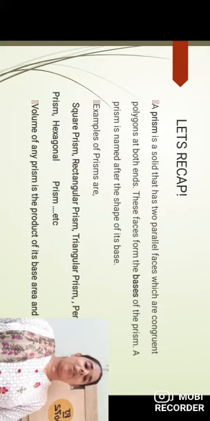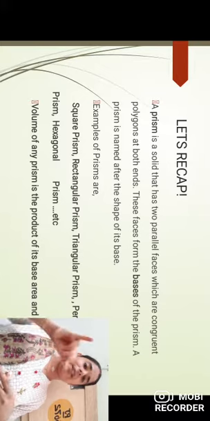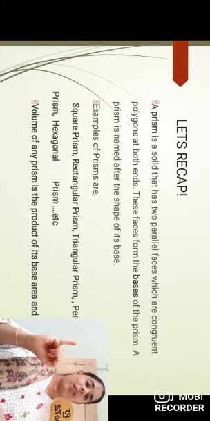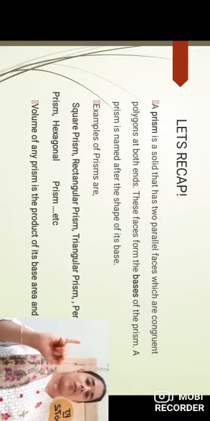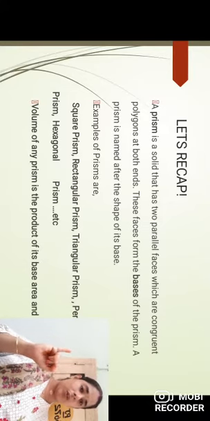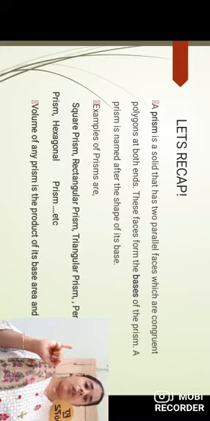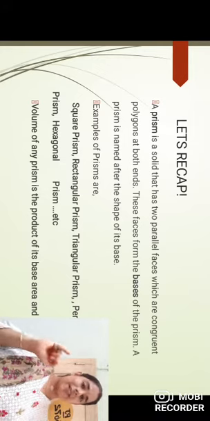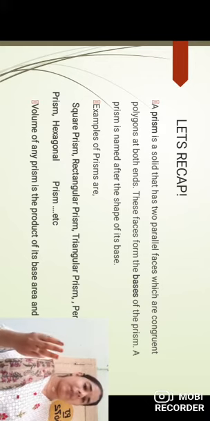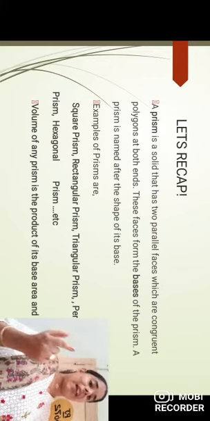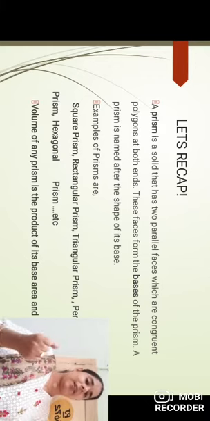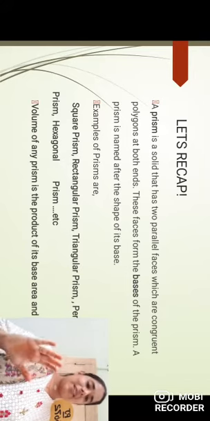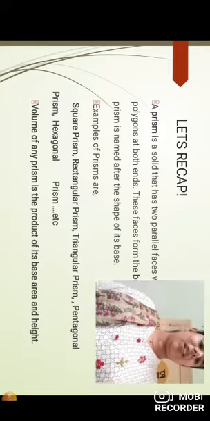Let us recap what we have studied today. What is a prism? A prism is a solid that has two parallel faces which are congruent polygons at both ends. These faces form the bases of the prism. A prism is named after the shape of its base. Types of prism: square prism, rectangular prism, triangular prism, pentagonal prism, hexagonal prism, etc. And the volume of any prism is the product of base area and height. Today we have studied up to this.